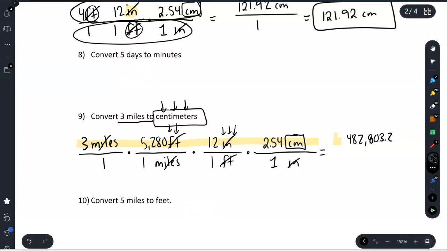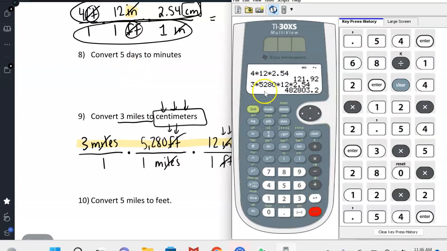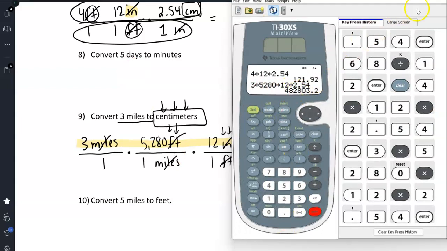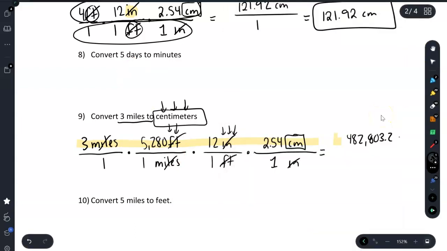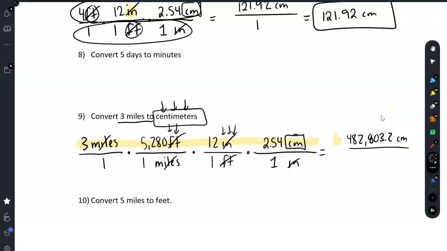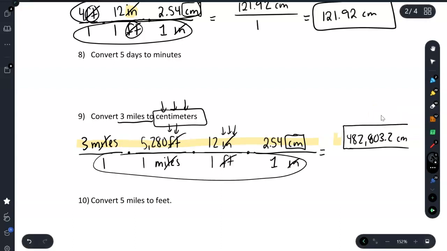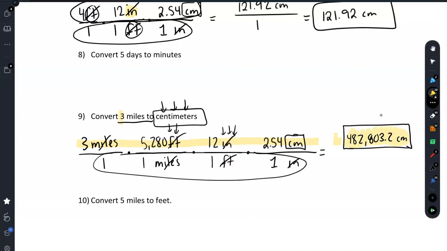482,803.2. I might bring that back up because I feel like I might have forgotten that. 482,803.2, perfect. And that would be in centimeters. On the bottom, I have nothing but 1s, so that's going to give me 1 on the bottom, so there's no point in dividing by 1. So my answer is 482,803.2 centimeters is equal to 3 miles.